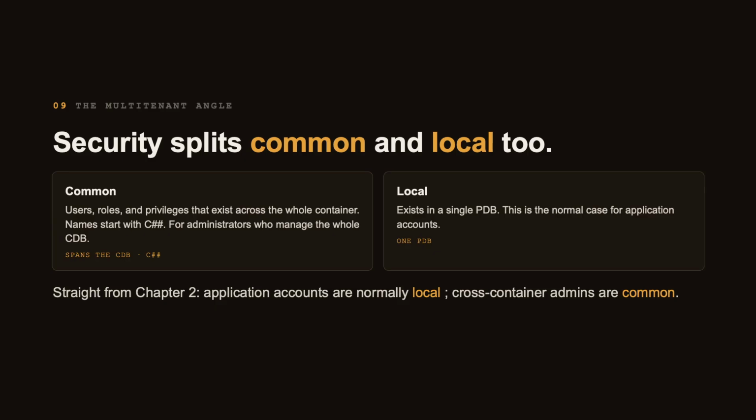The practical rule is exactly what you'd expect. Application accounts are normally local, living inside the one PDB that runs their app, while administrative accounts that need to manage the entire container are common. So when you're asked about users in a multi-tenant world, layer this on top. Same privilege concepts, but now with a common versus local scope. It shows you can apply security thinking to modern 19c architecture.